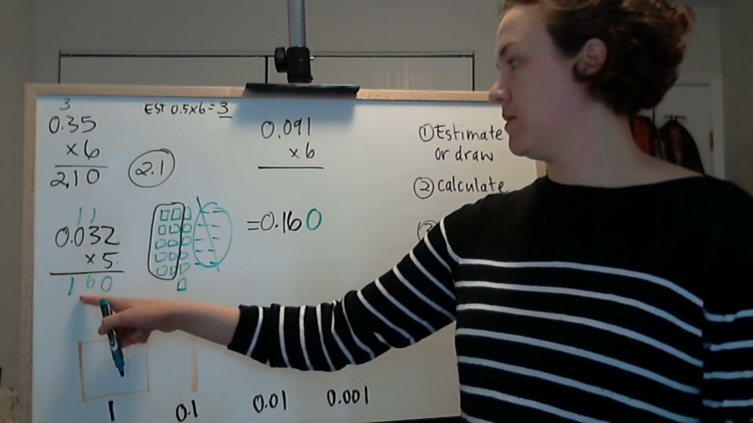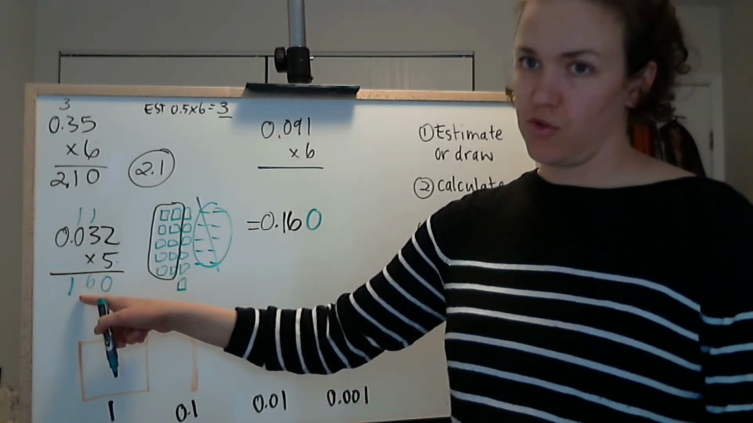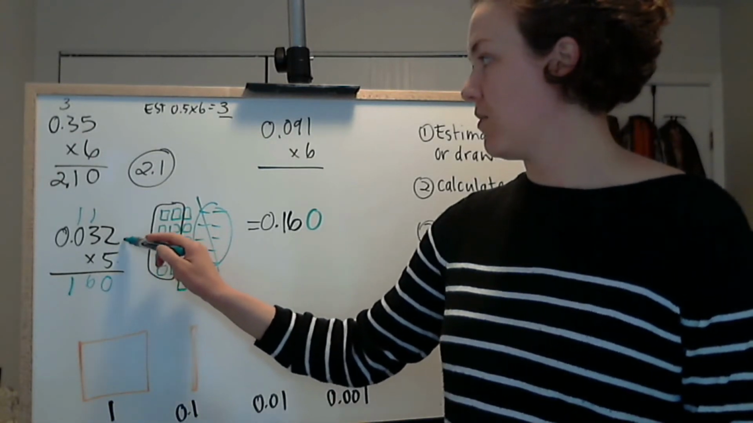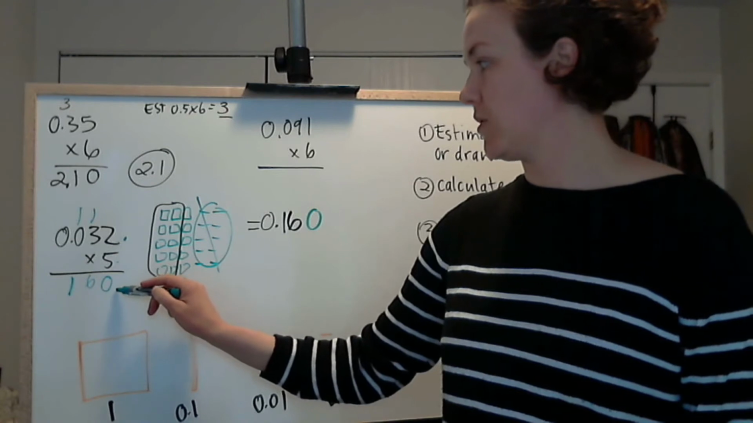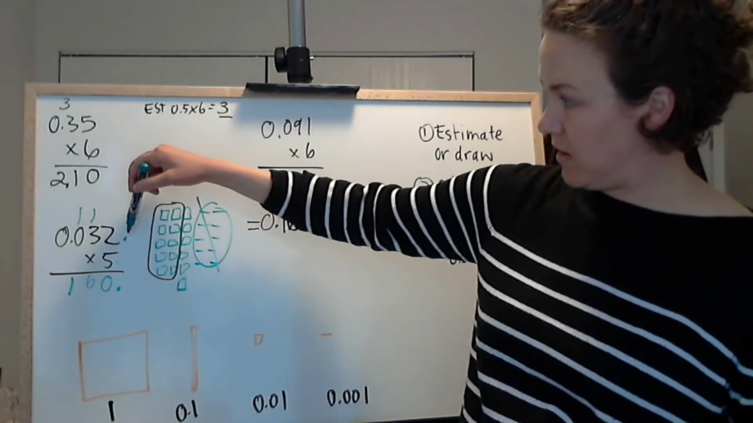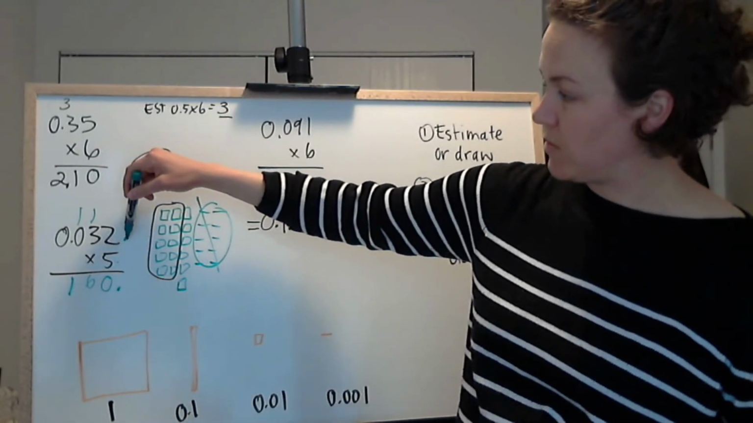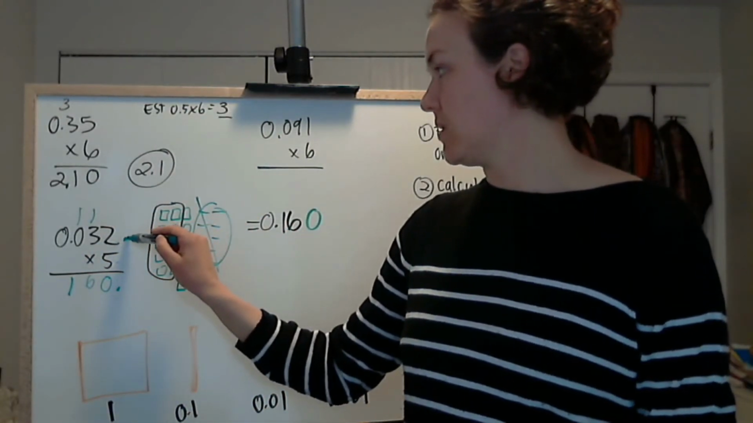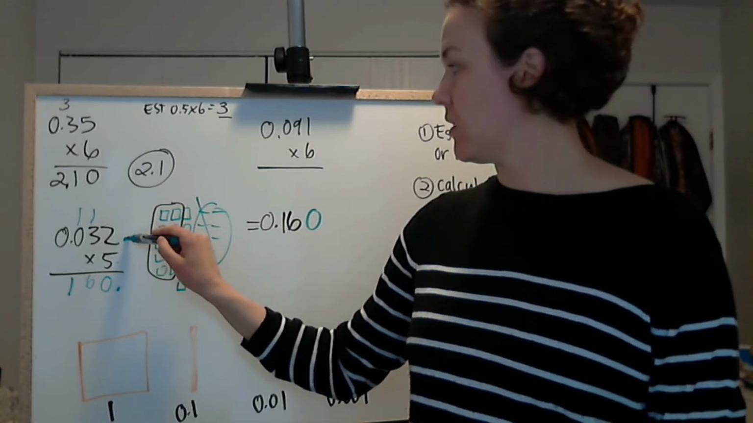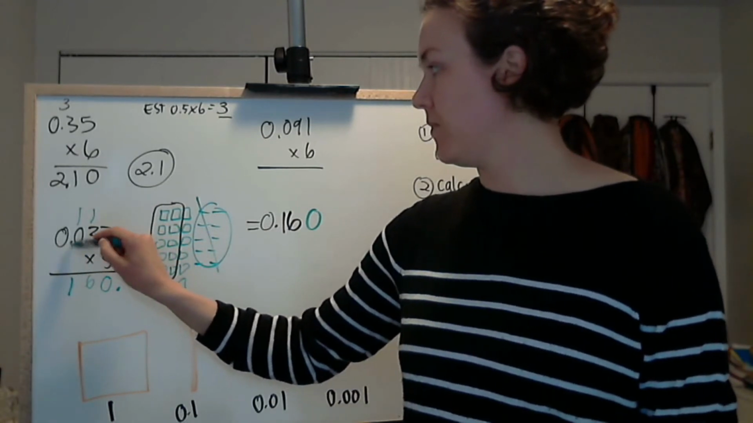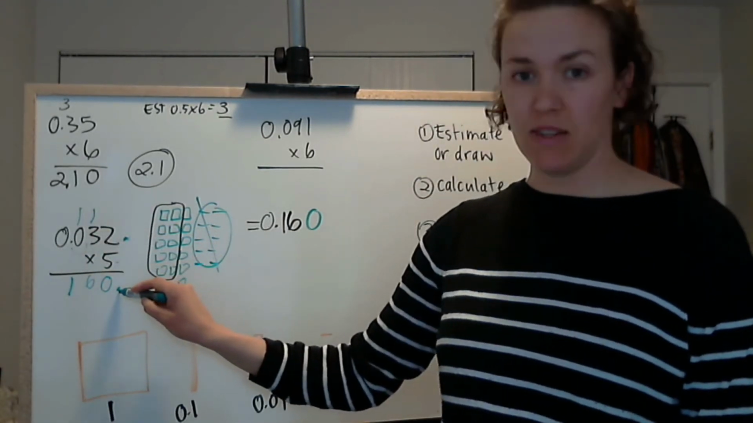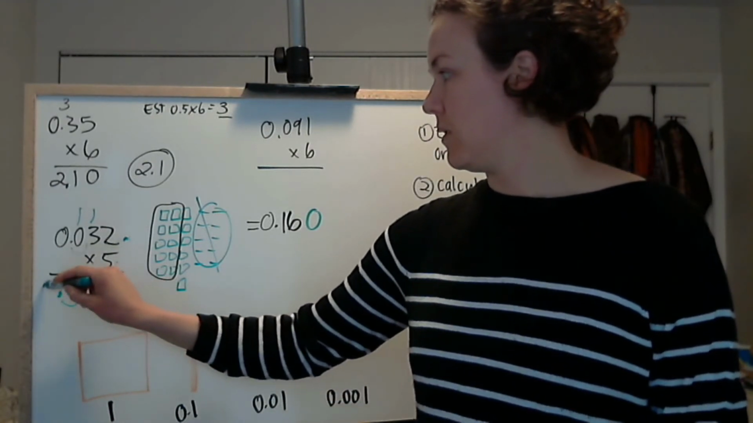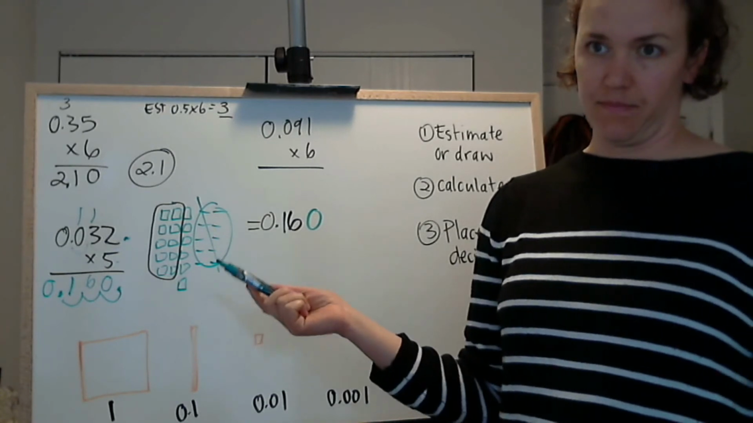And this is the shortcut way of doing it. If I was doing 32 times 5, my answer would be 160. So if it was 32 times 5, I would have a decimal here. But I go back 3 spaces to make it 32 thousandths. 1, 2, 3. So that means I have to go back that many spaces in my answer too. 1, 2, 3. So that's another way of doing it.